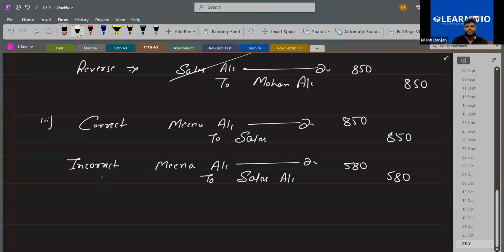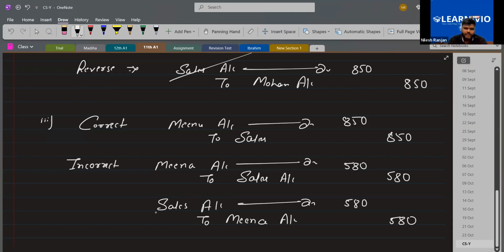So first we will reverse the incorrect entry, right? Yes, reversal will be done. It will be sales account debit to Meena account. Very good. We have to reverse the incorrect one, so it will be 580, 580. Reverse.